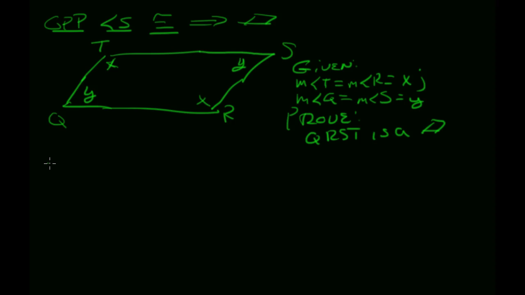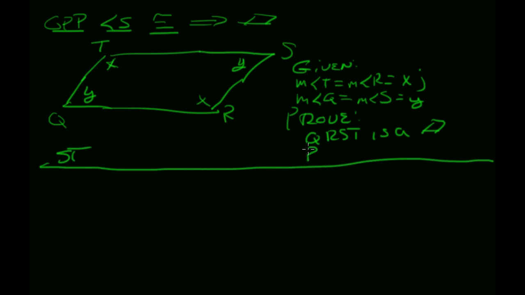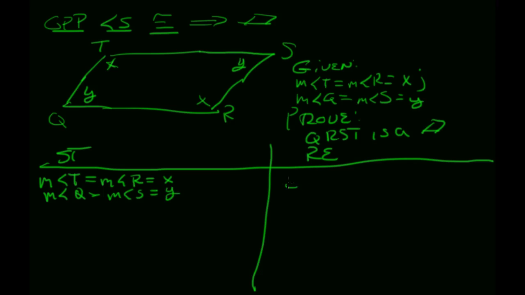Okay, so this is pretty straightforward as well. So we've got statements, we have reasons. All right, so we have these measures here. The measure of angle T is equal to the measure of angle R, which is equal to X. And we know that the measure of angle Q is equal to the measure of angle S, which is equal to Y. And we know all of that because it's given to us.